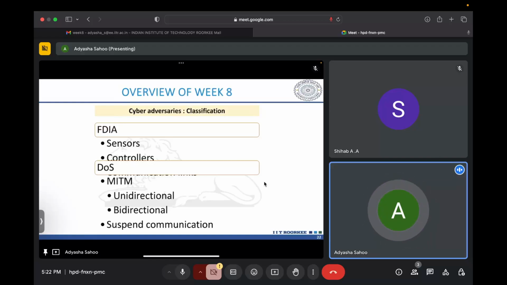In the denial of service attack, they try to interrupt the communication. They want that there will be no communication between the cyber layer and the physical layer. So to interrupt the communication, they may cause communication latencies by injecting a large volume of data into the network so that the network will get congested and the communication will be stopped. So that is your denial of service attack.